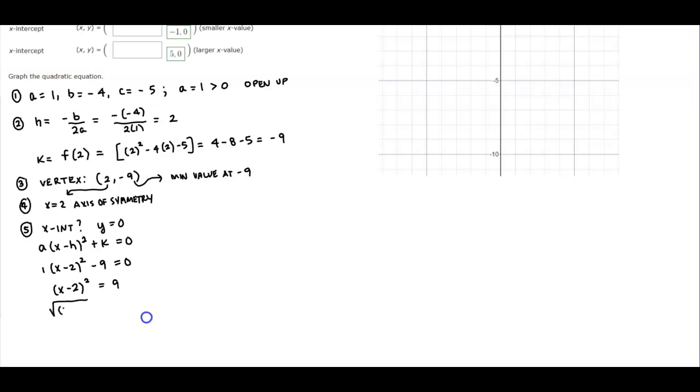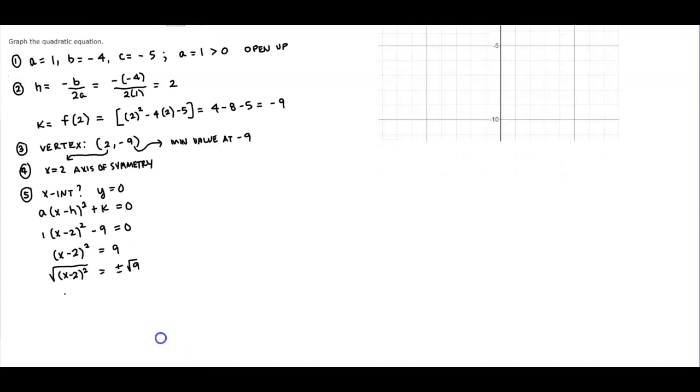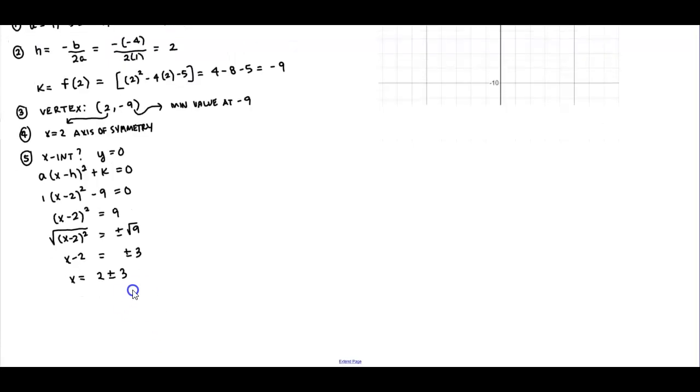We're going to take the square root of both sides, which gives us plus or minus the square root of 9. And so we end up getting x minus 2, which is equal to plus or minus 3. And so now x is going to equal 2 plus or minus 3. So if we take 2 and subtract 3, then we get -1, 0 as one of our x-intercepts. And if we take 2 and add 3, then we know that 5, 0 is going to be the other x-intercept.